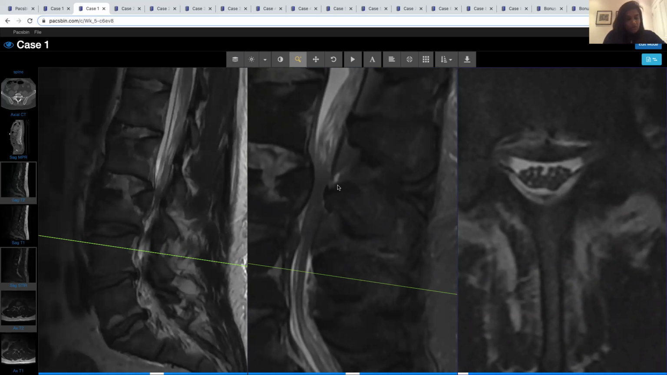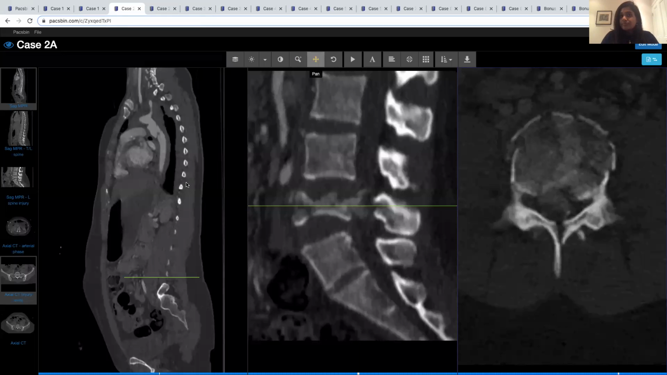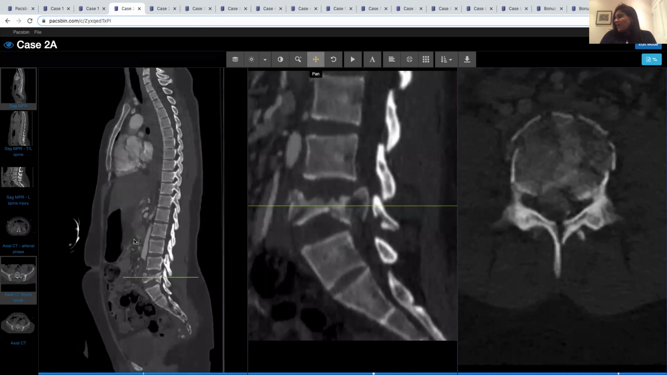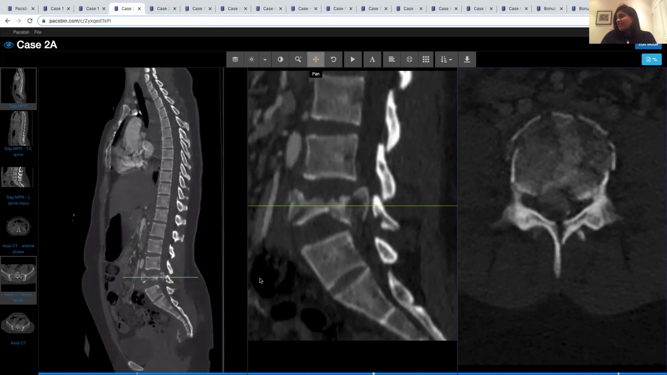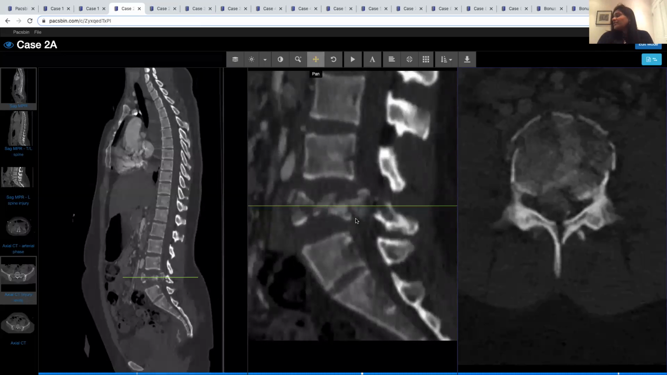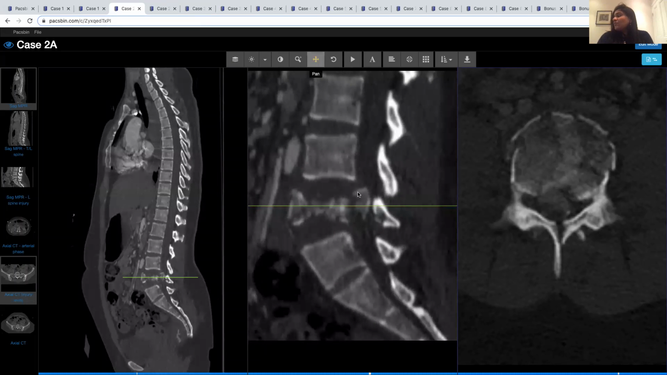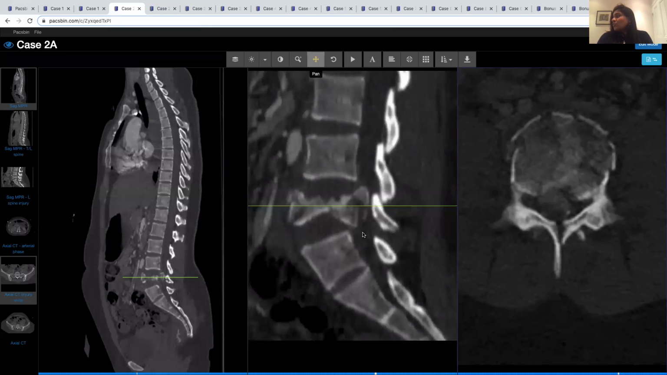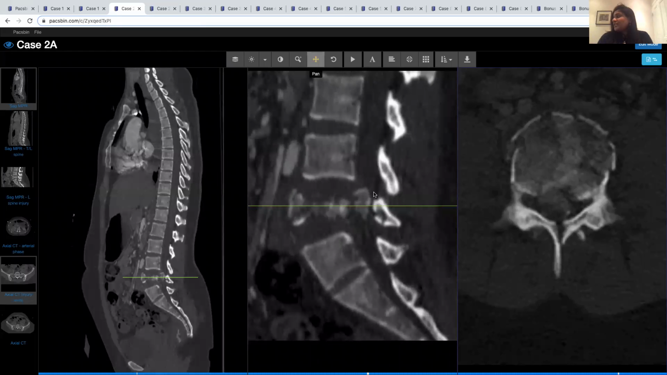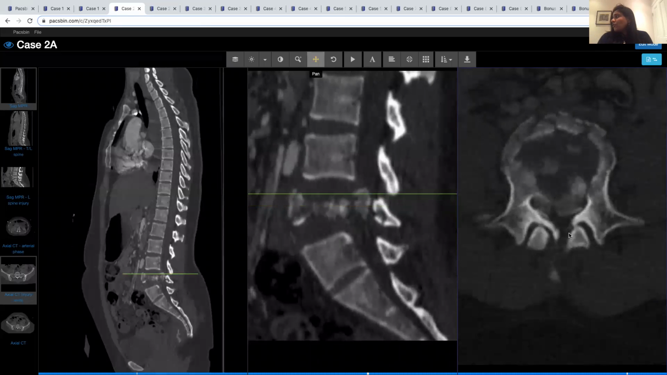So moving on to case 2. Here we have a case of a complete burst fracture this time. We know it's a complete burst fracture because we can see that there's involvement of the superior and the inferior end plate, as well as involvement of the posterior cortex. You can see that there's marked retropulsion of osseous components into the vertebral canal at this level, and you can see that that's completely obliterated the spinal canal there.